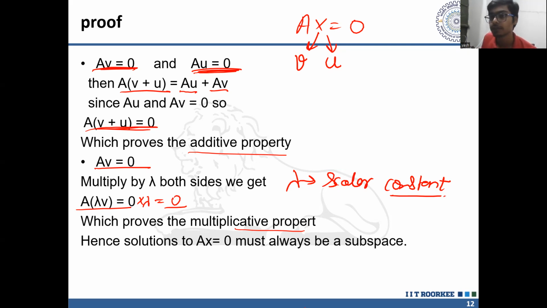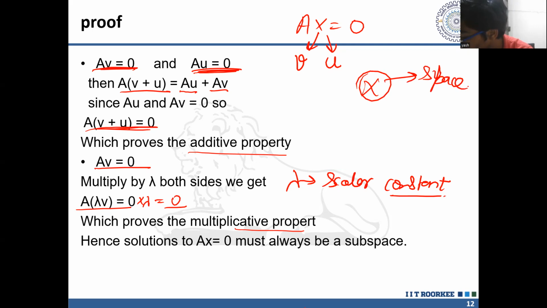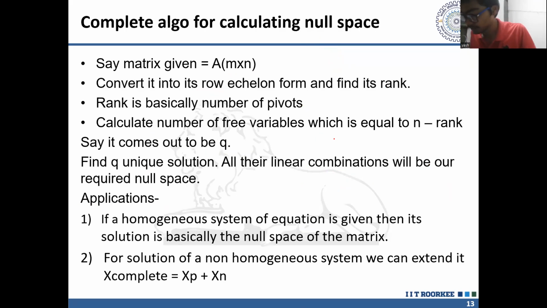All the solutions to Ax equals 0, all the possible x, must form a space, because it satisfies all the properties to be a space.